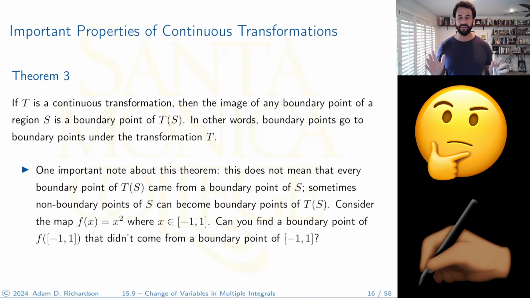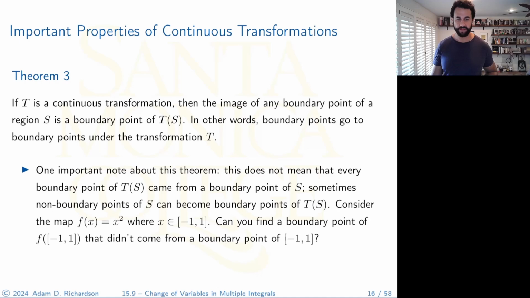So the big takeaway here is that boundary points are going to go to boundary points, but that doesn't mean necessarily that all the boundary points came from boundary points. If you want that to happen, you actually need what's called a homeomorphism, where you have a bijective function that is continuous and has a continuous inverse.